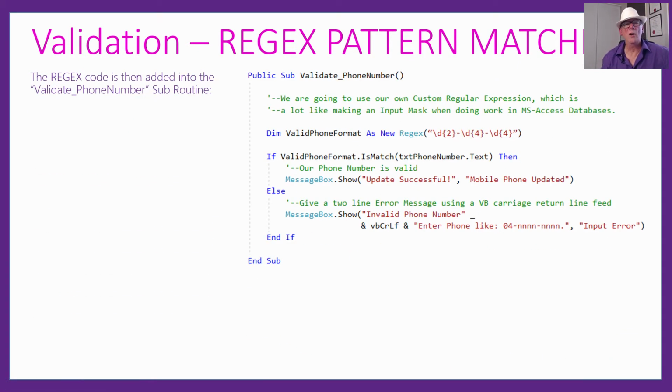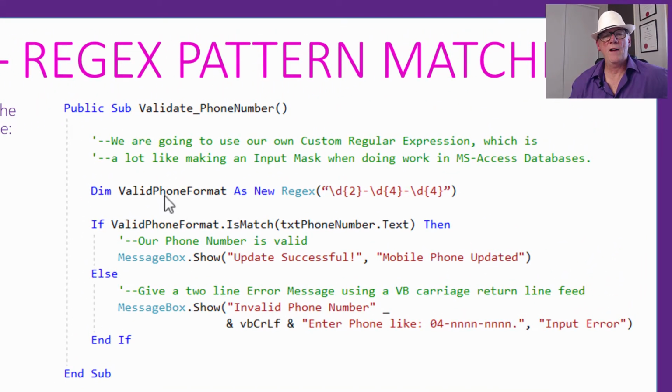Now for the regex coding, for that subroutine validate phone number brackets, you put Dim validPhoneFormat. So that's just a variable we're making up. We're saying this is what the valid phone format should look like. You could call it valid phone number, valid phone regex pattern, valid phone pattern. I've just called it valid phone format. This is what a phone number is supposed to look like. As New Regex, that's what we imported that thing in for. Then we put in that special kind of masking code.